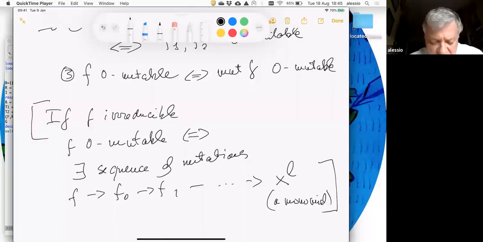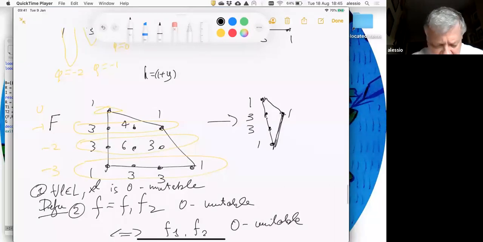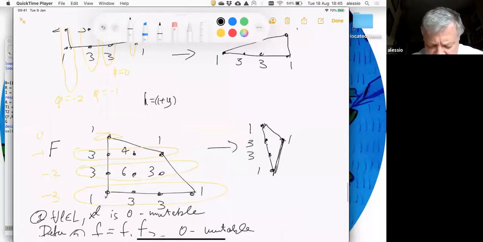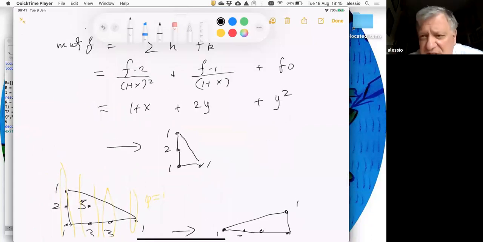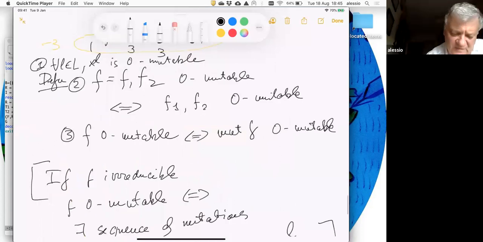So all these polynomials that I gave you are zero mutable polynomials, and perhaps you can figure out what the next mutations are that you need to do to make them disappear, become just monomials. Okay, so all polynomials above.